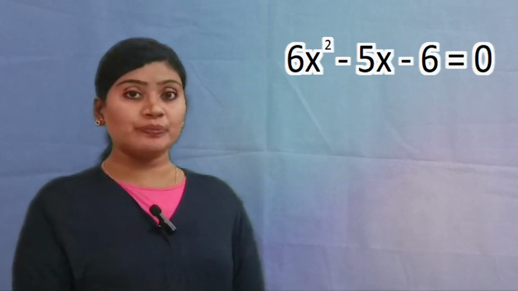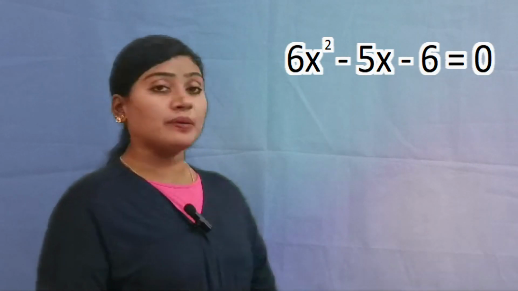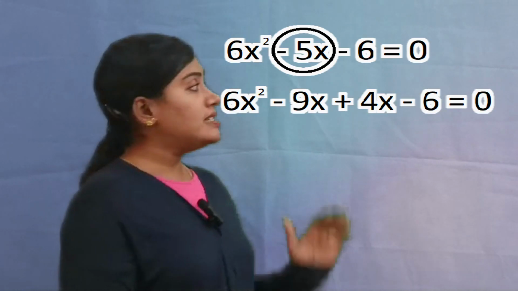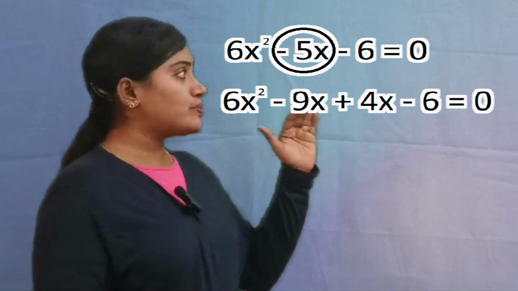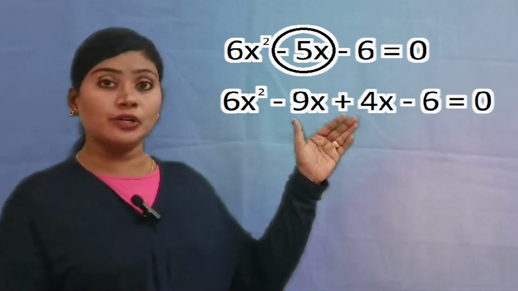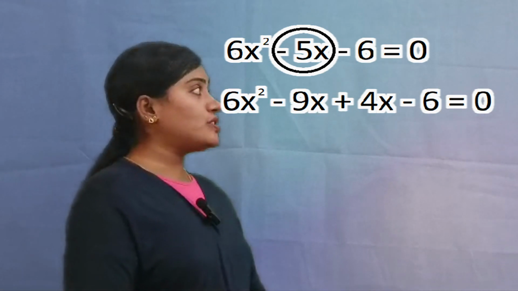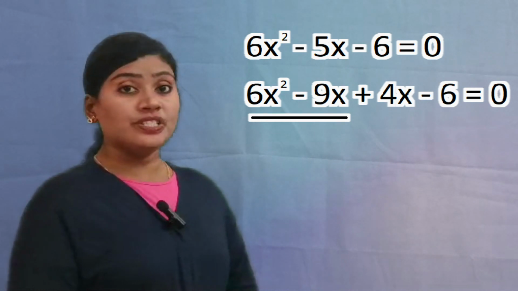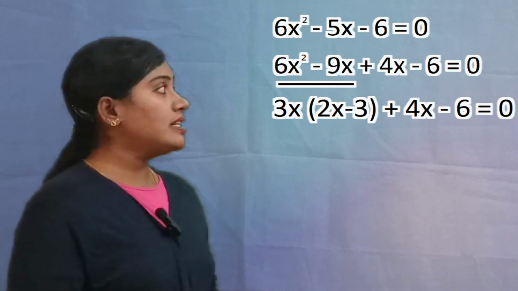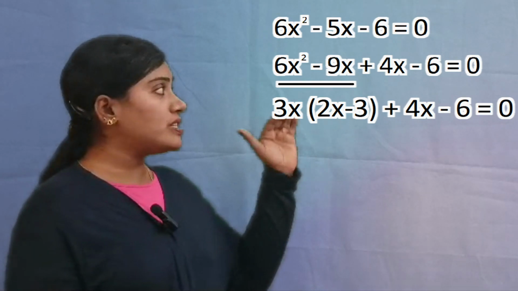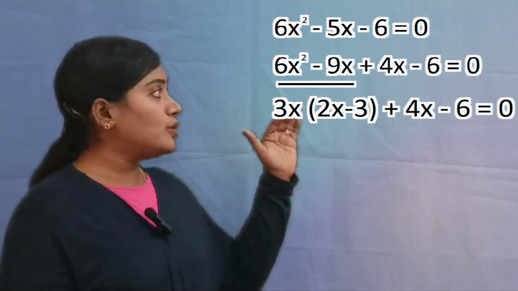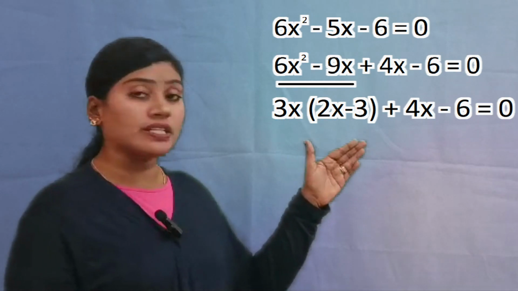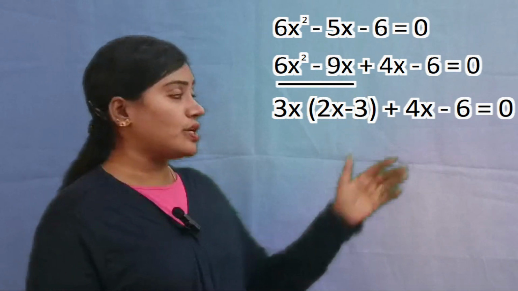Next, we are going to replace minus 5x with minus 9x and 4x. So the equation becomes 6x square minus 9x plus 4x minus 6 is equal to 0. Consider the first two terms. Take out the greatest common factor, which is 3x. That means 3x into bracket of 6x square divided by 3x, 2x, minus 9x divided by 3x, 3, plus 4x minus 6 is equal to 0.